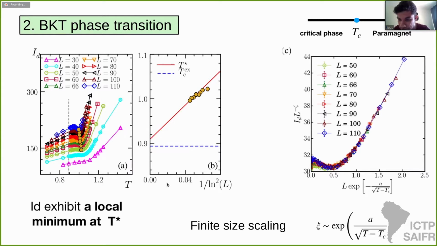We know how the correlation length diverges, and then we can use this to try to establish, let's say, finite size scaling for these quantities. And what we see is that if we assume this, we get good results for the critical temperature, in this case, and also have the data collapse of the intrinsic dimension.